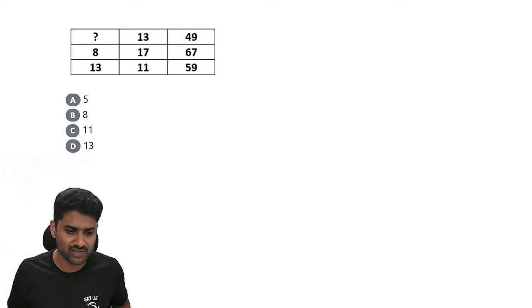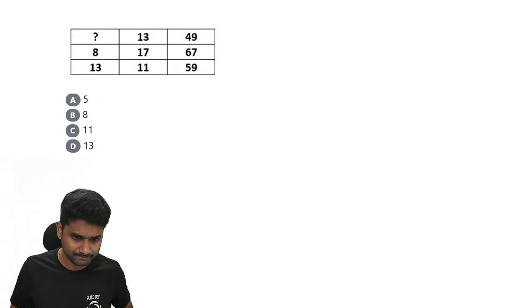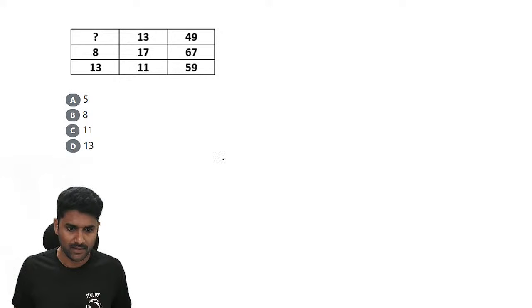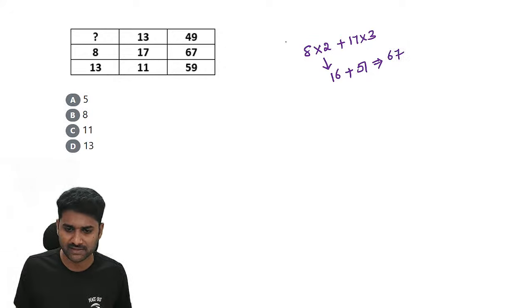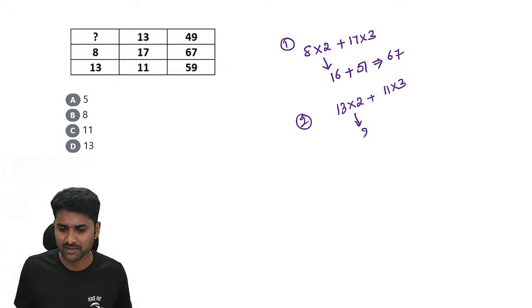So here the last question, which number should replace the question mark? See here, 8 into 2, 17 into 3. 8 into 2 is equal to 16, 17 into 3 is equal to 51, the sum resultant is 67. Second one, 13 into 2 plus 11 into 3. 13 into 2 is equal to 26, 11 into 3 is 33, and the resultant is 59.